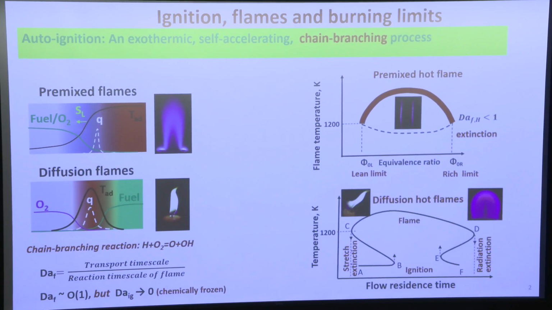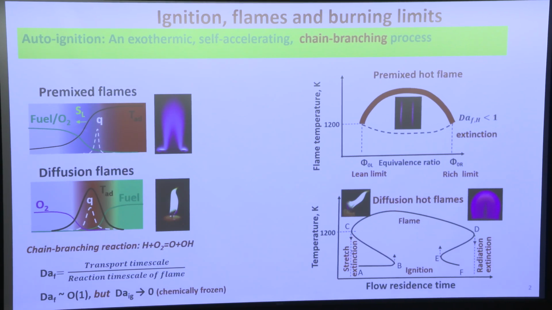And in diffusion flames, it is different. If you have ignition, the flow residence time is a factor, together with temperature. When you increase that flow residence time, ignition will happen and form a flame. When you reduce the time, the reactants don't have time to react, and then the flame dies. This is called ignition and flame extinction.